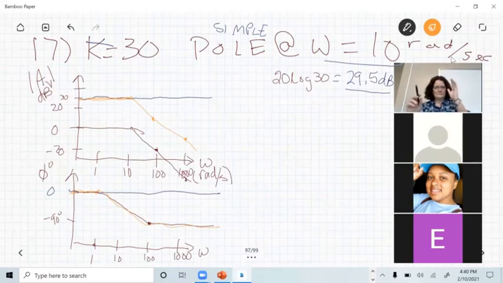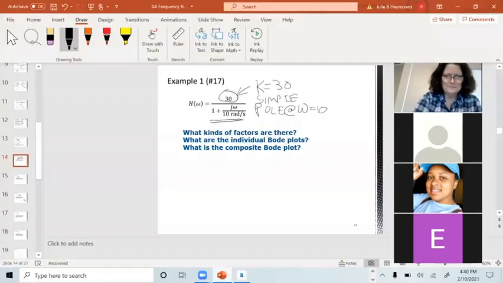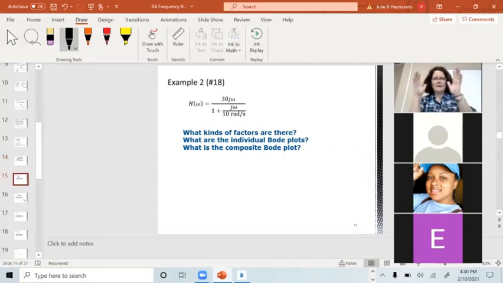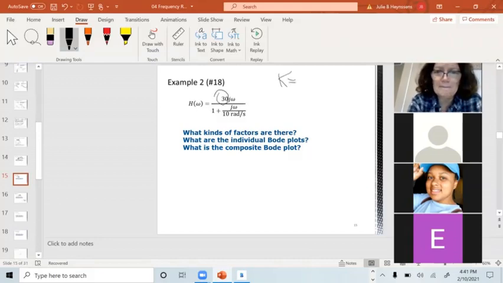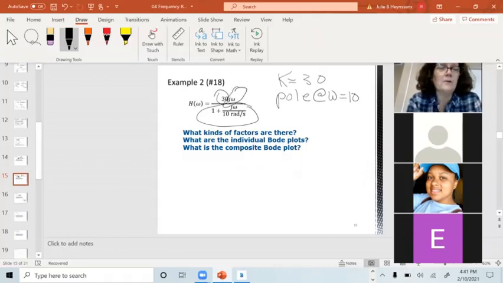Okay. Now I'm going to show you a little trick. We take this one here. I have the exact same function. I still have K equals 30. I still have this pole here at omega equals 10. It looks amazingly like the last one, but I've added a zero at the origin.